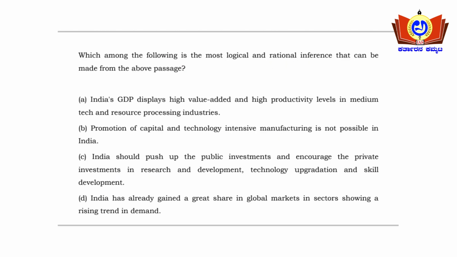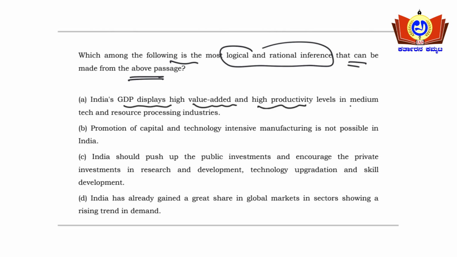So what is the question here? Which among the following is the most logical and rational inference that can be made from the above passage? India's GDP displays high value added and high productivity levels in medium tech and resource processing industries. See friends, in the passage it is given that medium tech industries are primarily capital intensive and resource processing. Nowhere in the passage is it said that there are high productivity levels in medium tech and resource processing industries. So option A is wrong here.